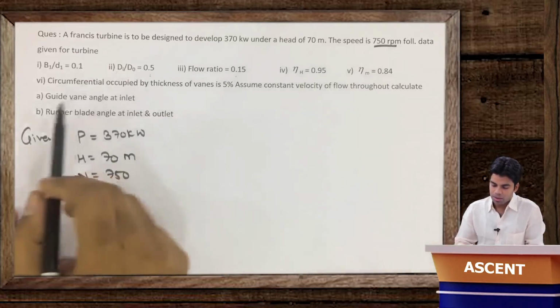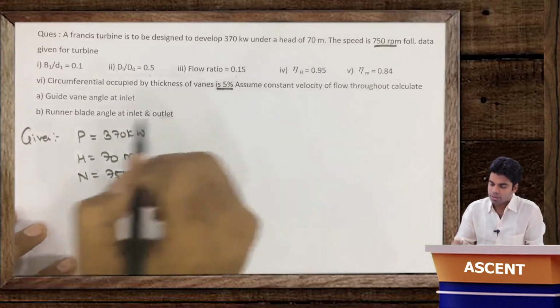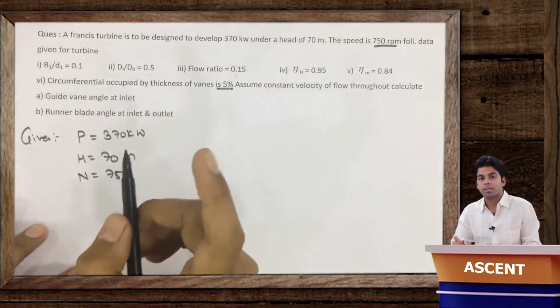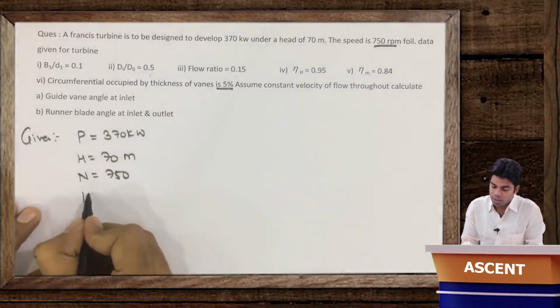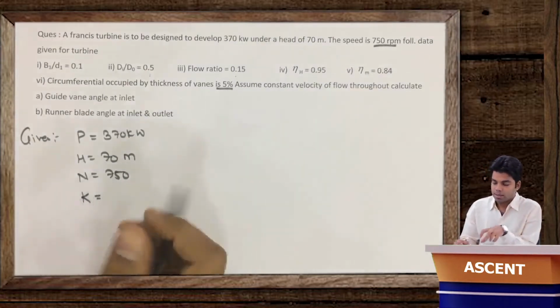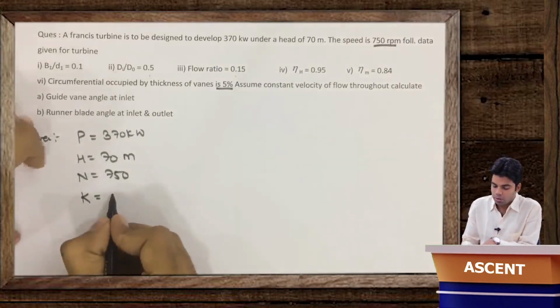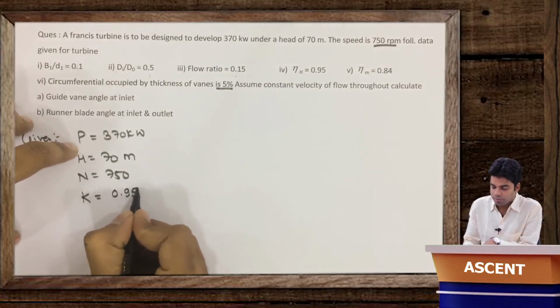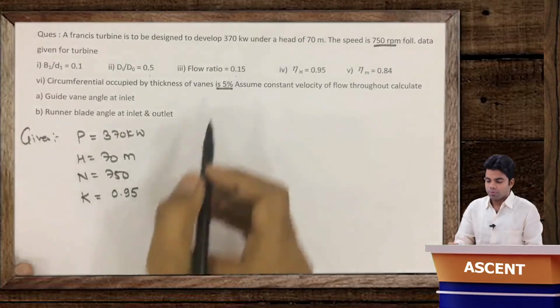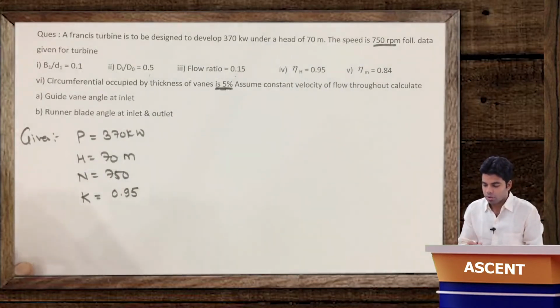Now the circumference occupied by the thickness of vanes is 5%. That means the value of K is given. Thickness is taken into account, as I told you, and since the thickness is occupying 5% of the circumference, this K should be equal to 1 minus 0.05, which is equal to 0.95. Getting this or not? Okay, 5% is accounted for thickness, so this K will be equal to 0.95.